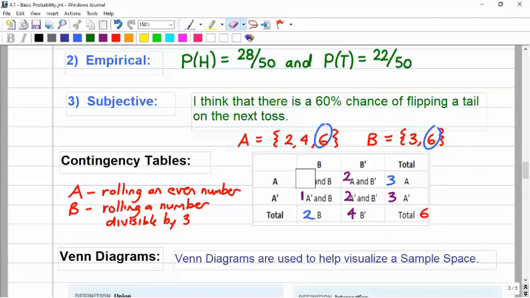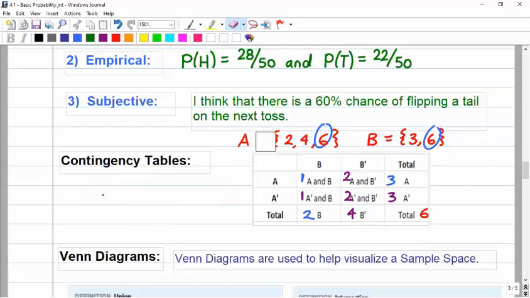But I'll just mention real quick. So that means the set A prime would have had everything that's not in A. So it would have been 1, 3, 5. B prime would be everything that's not in here. So it'd be 1, 2, 4, 5. Everything not in there. So, all right, let's come down here and look at Venn diagrams.